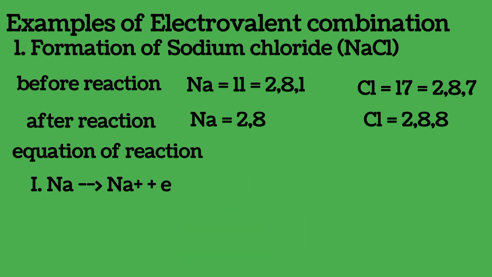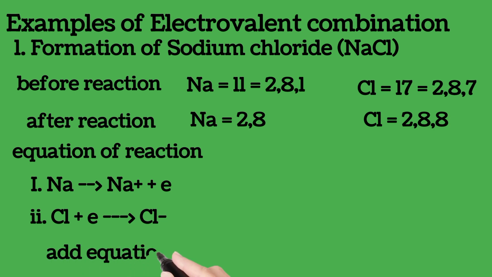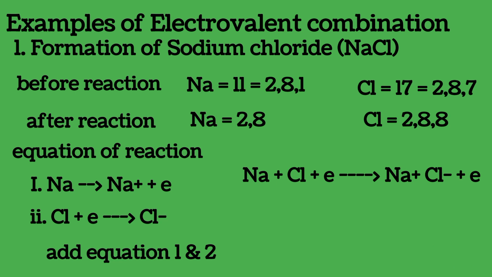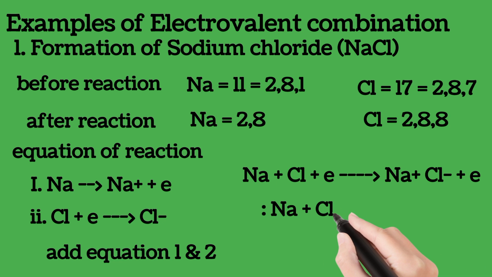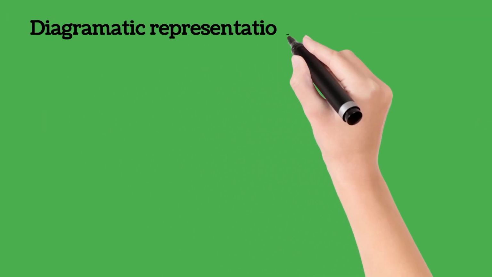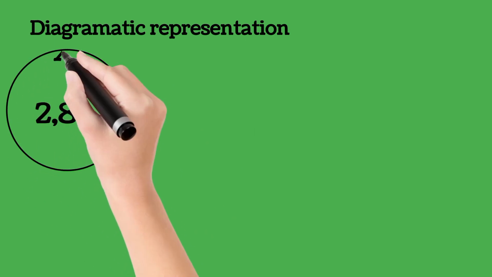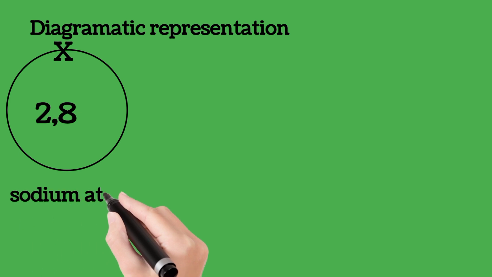Let's look at the equation of the reaction. Sodium, like we say, gives out 1 electron, it becomes sodium plus. Chlorine will accept 1 electron, it becomes chlorine minus. If you add equations 1 and 2 together, you're going to have sodium plus chlorine plus the electron sodium donated and accepted by chlorine. And so it will become sodium plus, chlorine minus, plus what? Electron. Energy can neither be created nor destroyed. So we're going to have sodium plus chlorine will form sodium ion plus chlorine ion. And this is how electrovalent compounds are formed.